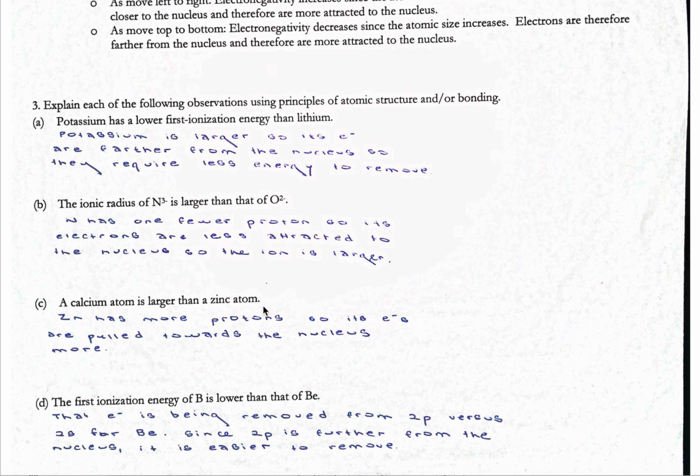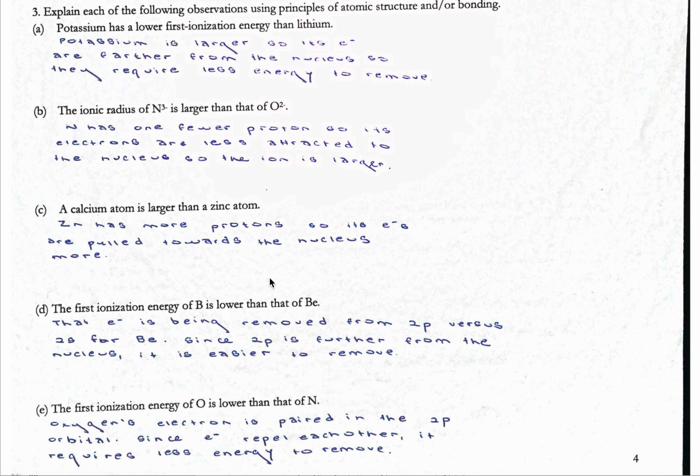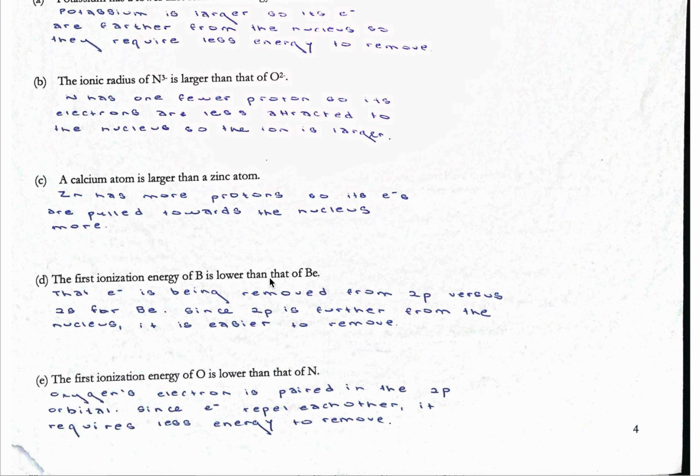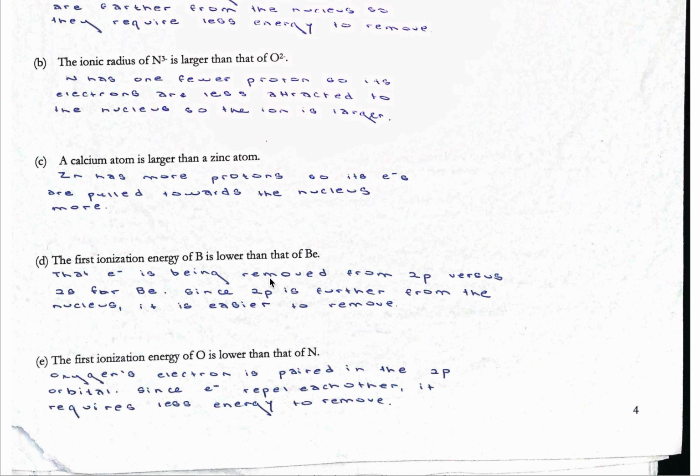The ionic radius of N3- is larger than that of O2-. Well, since N3-, the nitride ion, and the oxide ion have the same number of electrons, the only thing that's different is their number of protons. So nitrogen actually has fewer protons, 1 fewer proton, than oxygen does, and therefore the electrons are going to be less attracted to it, and therefore the ionic radius is going to be larger since the electrons are not as attracted to it since it has fewer protons. Calcium is larger than zinc. Well, zinc has more protons, so its electrons are going to be pulled more towards the nucleus, which means it is going to be smaller.